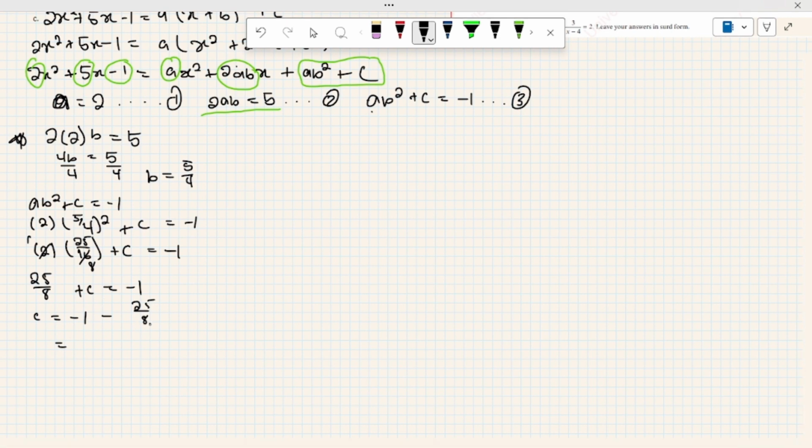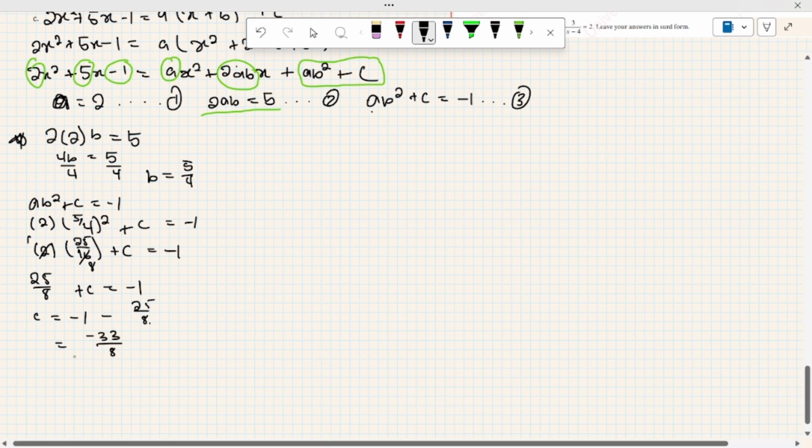Then it's going to be 8 multiplied by minus 1, which is minus 8. Right. Then it's going to be minus 8 minus 25. It's going to be minus 33 over 8. Right. So we got all our values, basically.